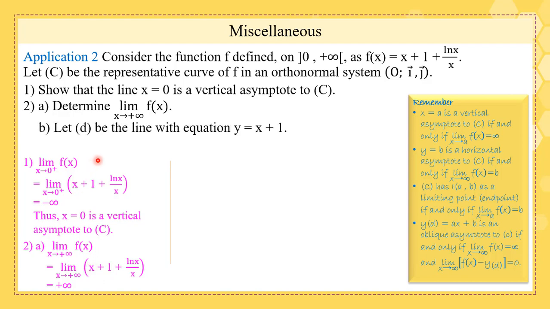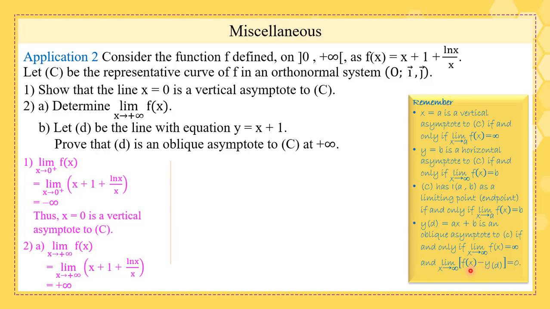Well, D is the line with the equation y equals x plus 1. The question is to prove that D is an oblique asymptote to C at plus infinity. Also remember, a line y equals ax plus b is an oblique asymptote to C if and only if the limit of f of x as x tends to infinity is infinity and the limit of f of x minus y of the line as x tends to infinity is 0. Now we know from before that the limit of f of x as x tends to plus infinity is plus infinity. So the first condition is satisfied.